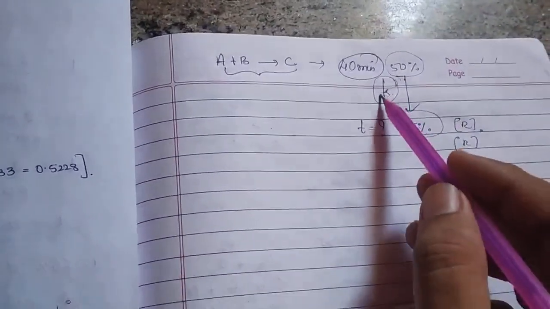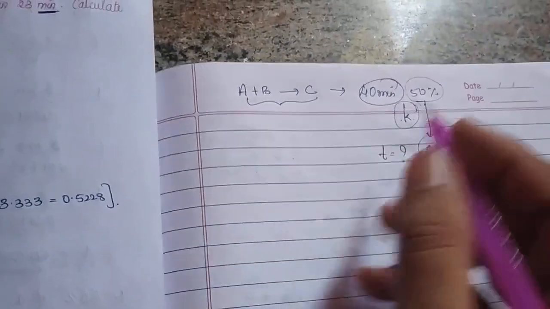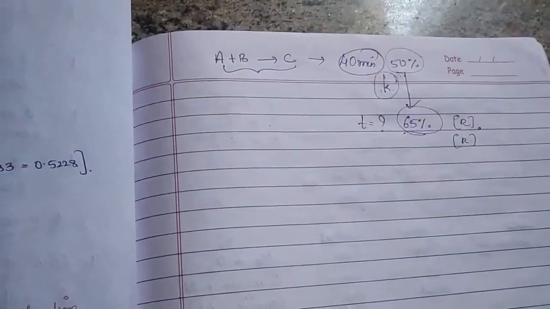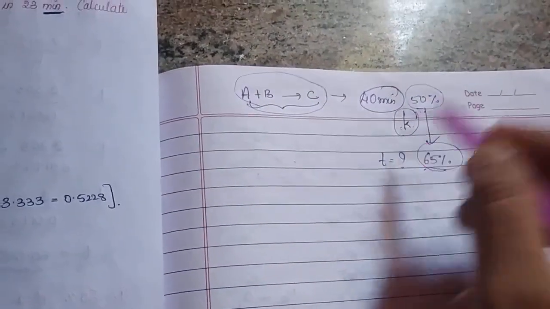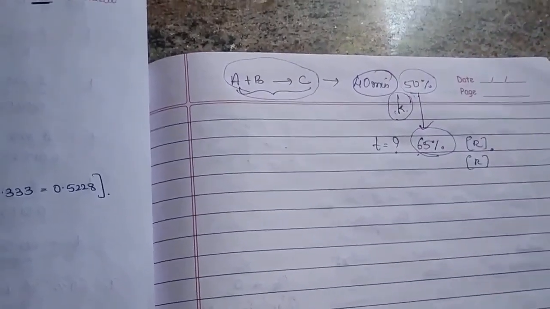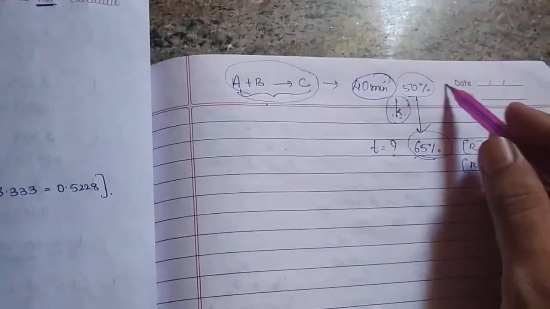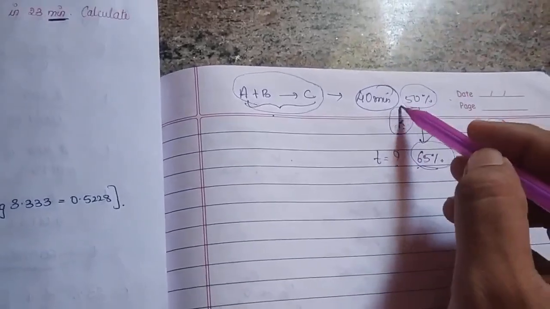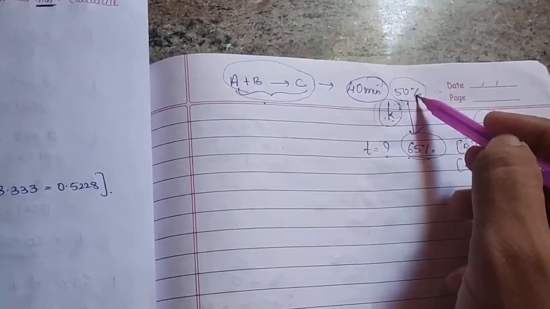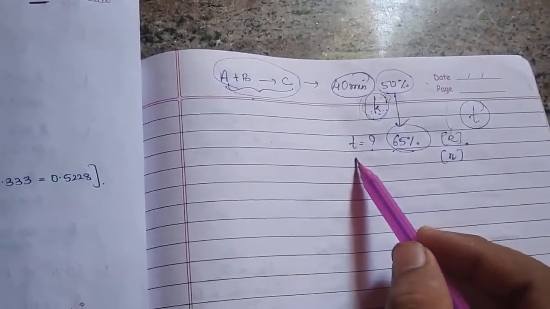You can ask me, sir, how can the rate constant remain the same? Please do remember, as I mentioned earlier, that unless and until the temperature changes, the rate constant for the same reaction remains constant. If the temperature changes, then only does the rate constant change, even within the same reaction. But in this scenario, the temperature is the same in all the cases. So whatever rate constant you get at 50%, that similar rate constant can be utilized for the determination of your time for 65%. So let us go on with it.